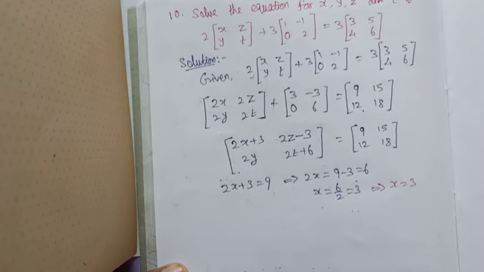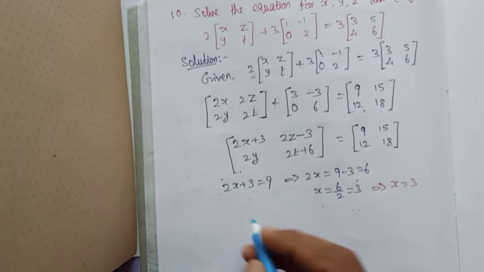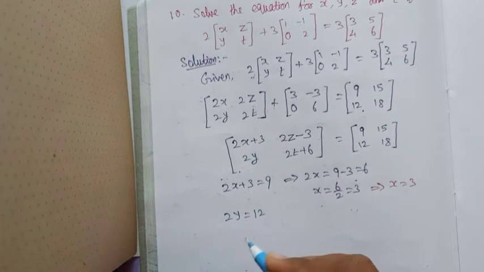Next, equating the next element. What is the next one? We get the y value: 2y is equal to the corresponding element, which is 12.